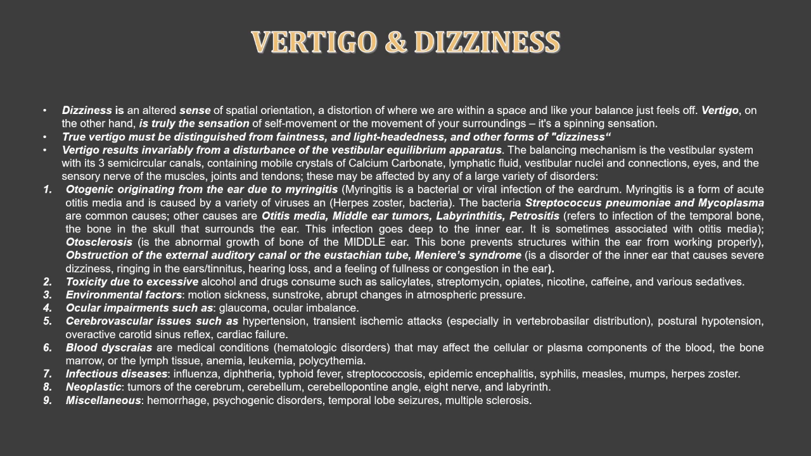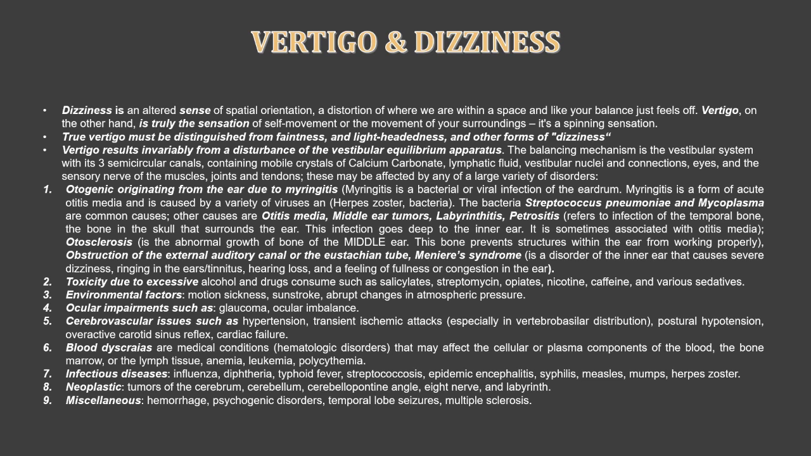Vertigo results invariably from a disturbance of the vestibular equilibrium apparatus. The balancing mechanism is the vestibular system with its 3 semicircular canals, and it contains the mobile crystals of calcium carbonate, lymphatic fluid, and vestibular nuclei, and connections: the eyes, and the sensory nerves of the muscles, the joints and tendons. And this may therefore also be affected by any of a large variety of disorders.